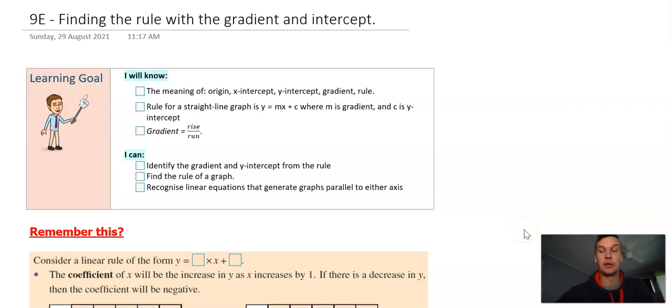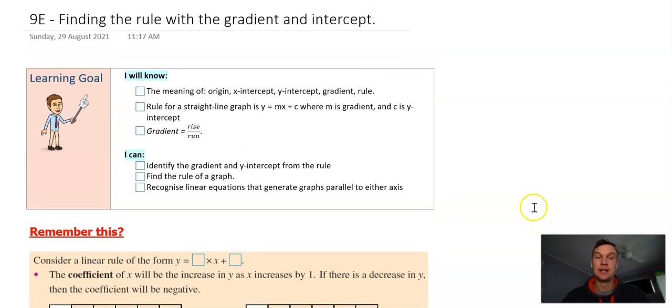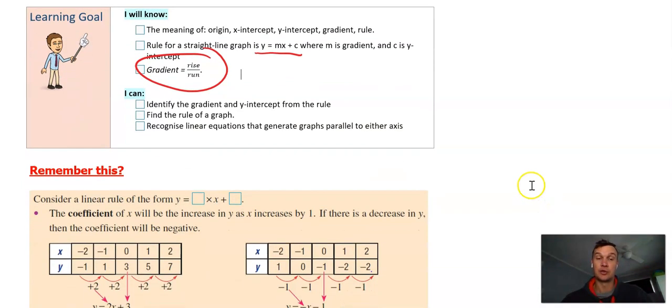Okay, so in this video we're going to be looking at how we can find a rule using a graph. Previously we've looked at creating a rule from a table. Now we want to do it from a graph. Our learning goals are seen here. Hopefully you remember from last lesson our rise and our run, finding the gradient, etc. We're going to learn a new rule here of how to find that rule, so make sure you're taking notes.